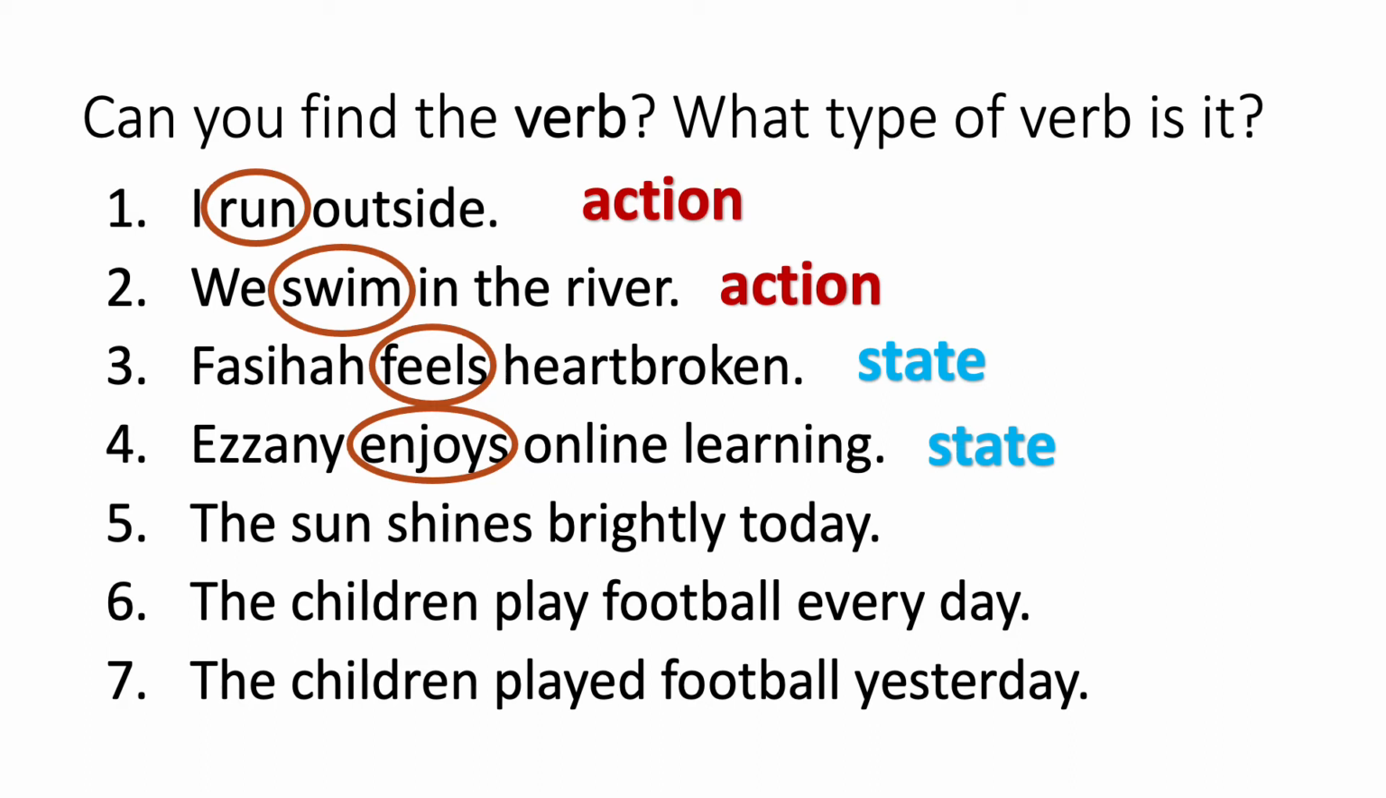Next, number 5. The sun shines brightly today. The verb here is shines. And what type of verb is it? Good. It is an occurrence. Now, the sun shining is something that happens. It is not doing anything. The sun is not performing any action at all. It simply happens to shine. So it is an occurrence.